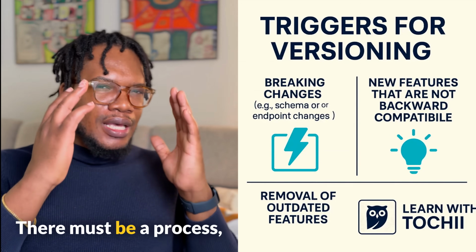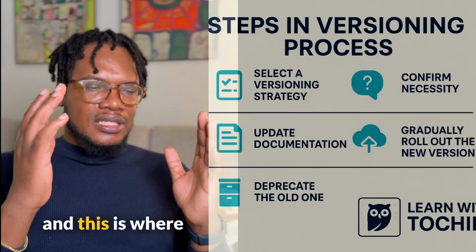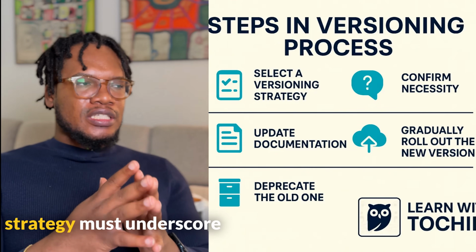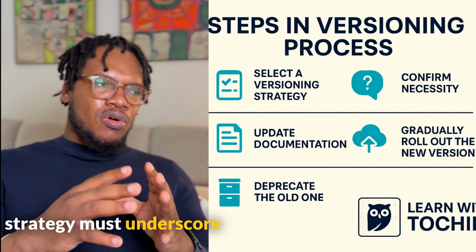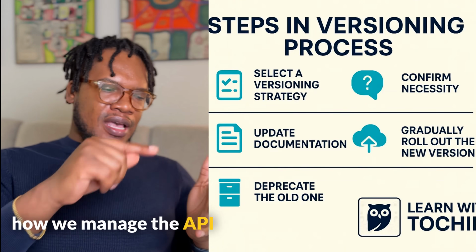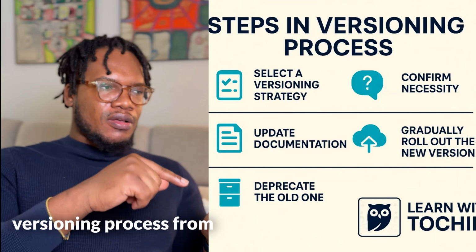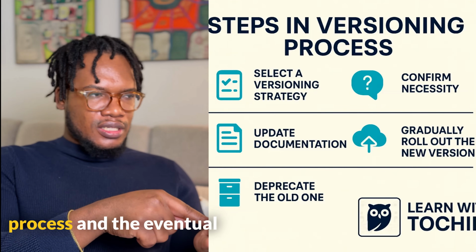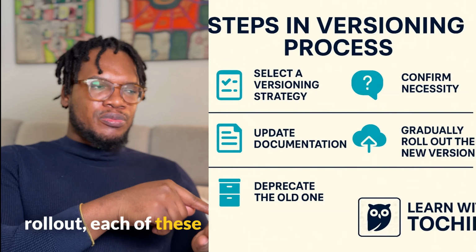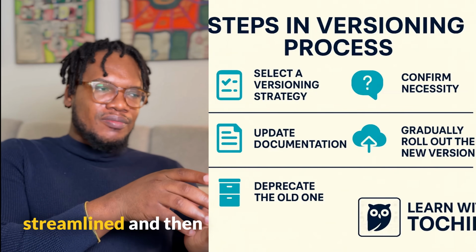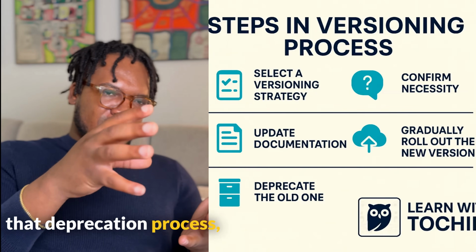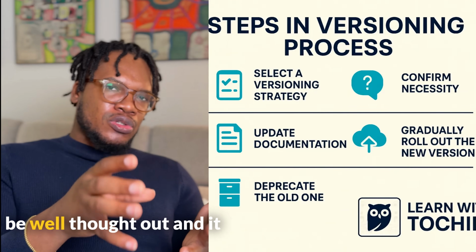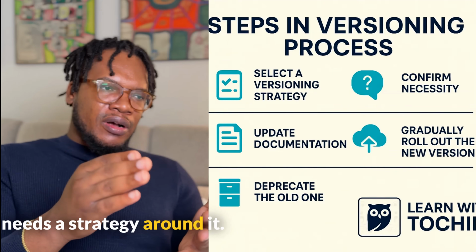There must be a process, and this is where versioning strategy comes into place. A versioning strategy must underscore how we manage the API versioning process, from selecting the version type to implementing the process and the eventual rollout. Each of these processes needs to be streamlined. And then that deprecation process, which we're going to talk about in detail, needs to be well thought out and needs a strategy around it.